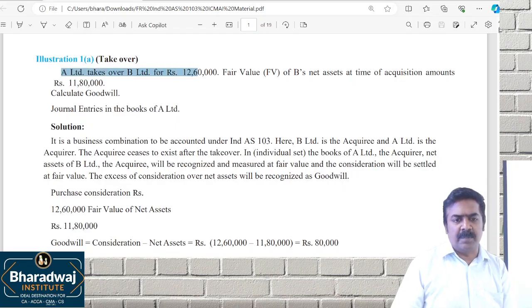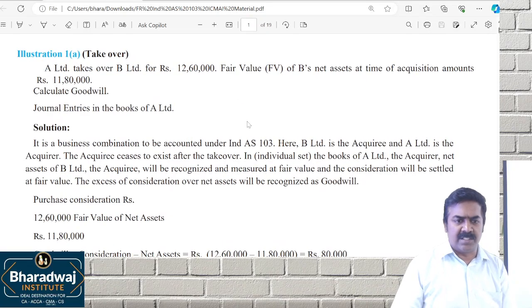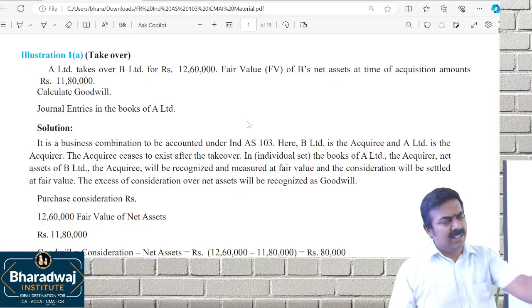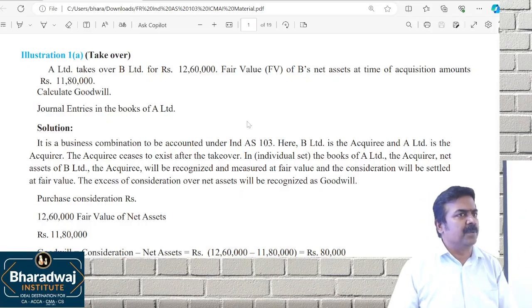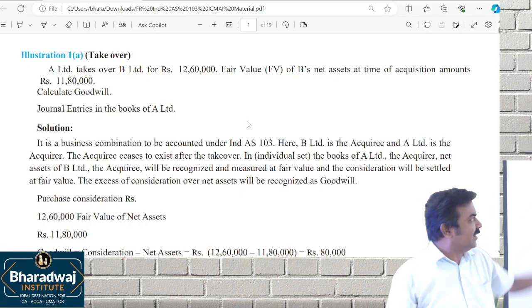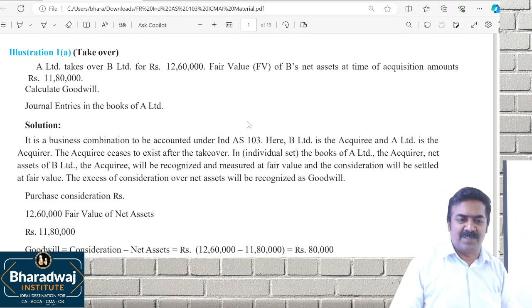A Limited took over B Limited for how much? 12,60,000. No need to have any material. If there is a soft copy, you can use it. Hard copy of your ICMA material also, you can use it. Otherwise, just look at the display. That is more than sufficient.